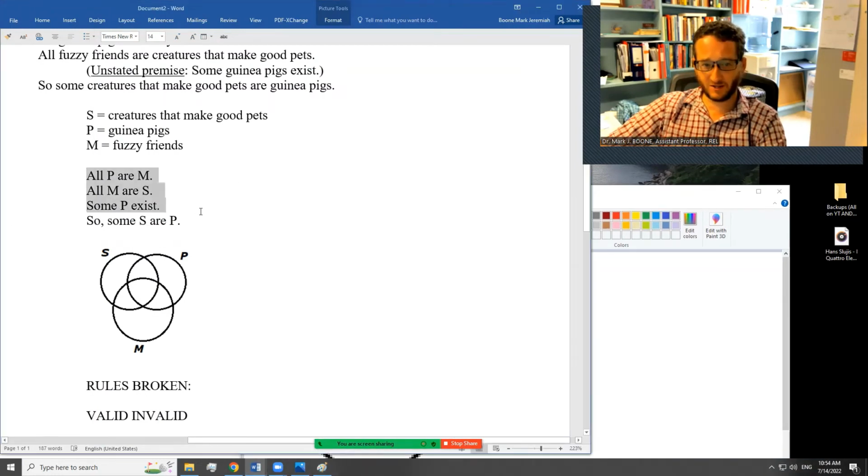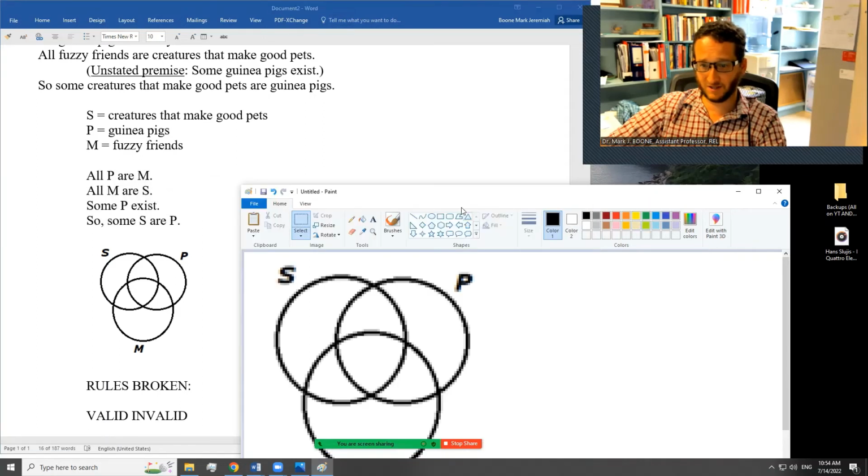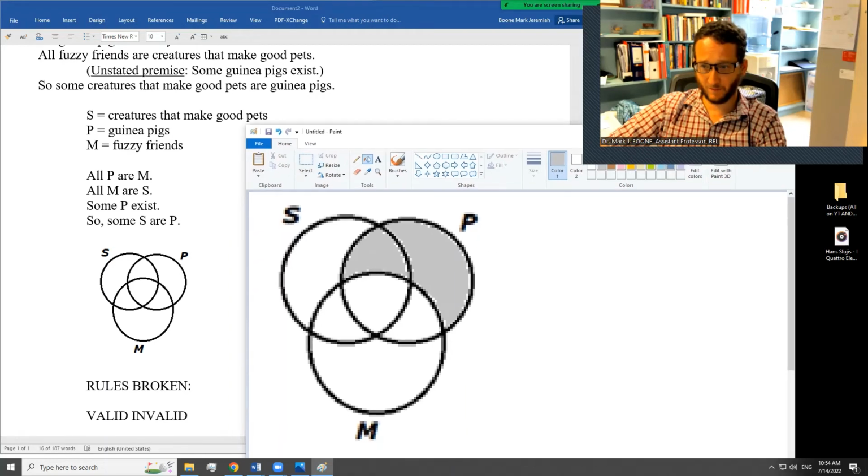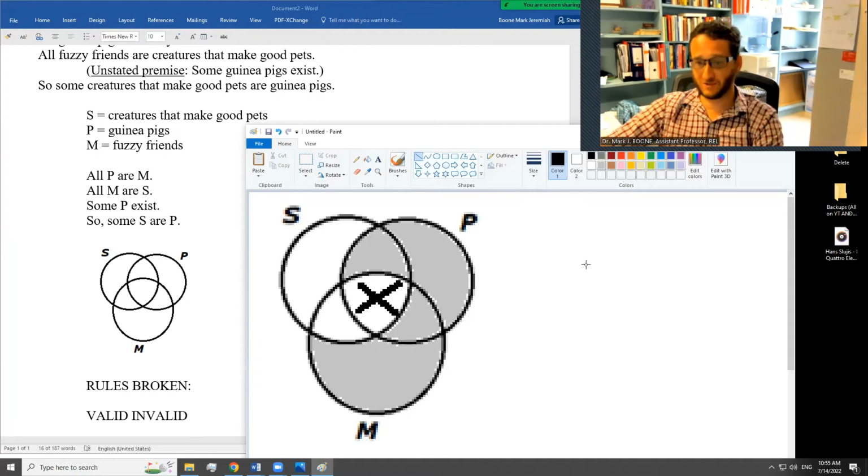So if you're going to Venn diagram this: all P are M, all M are S, so some P exist. What do you get? All P are M: nothing is a P but not an M. All M are S: nothing is an M but not an S. Some P exist. That's what the Venn diagram looks like.